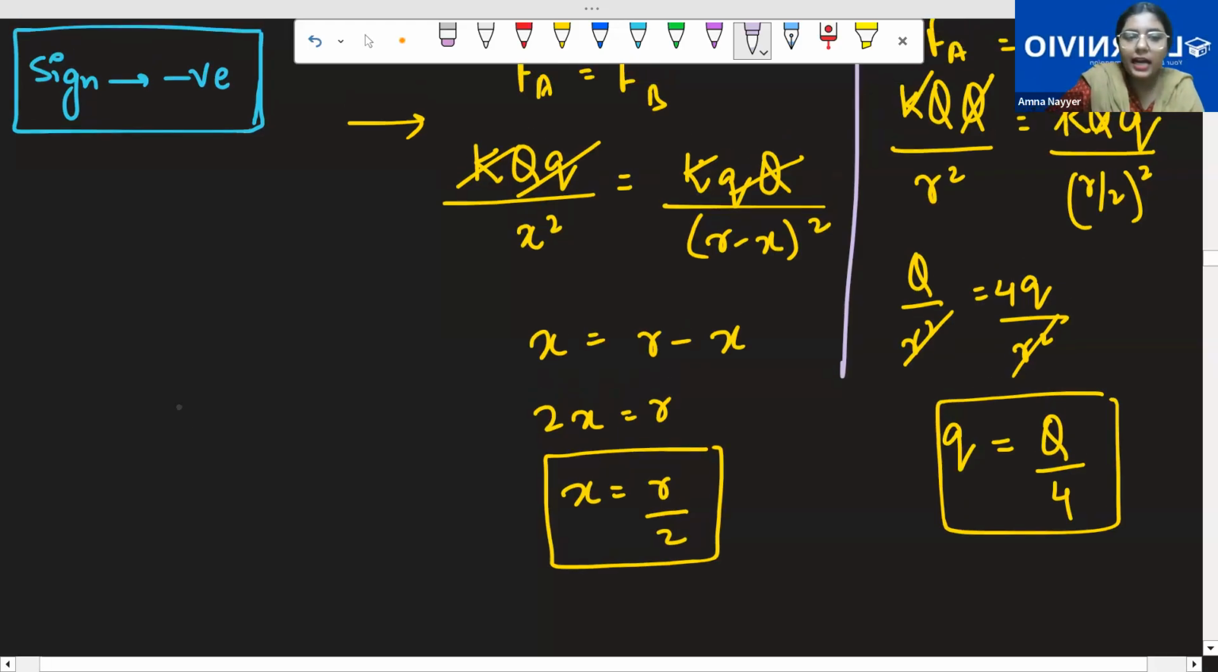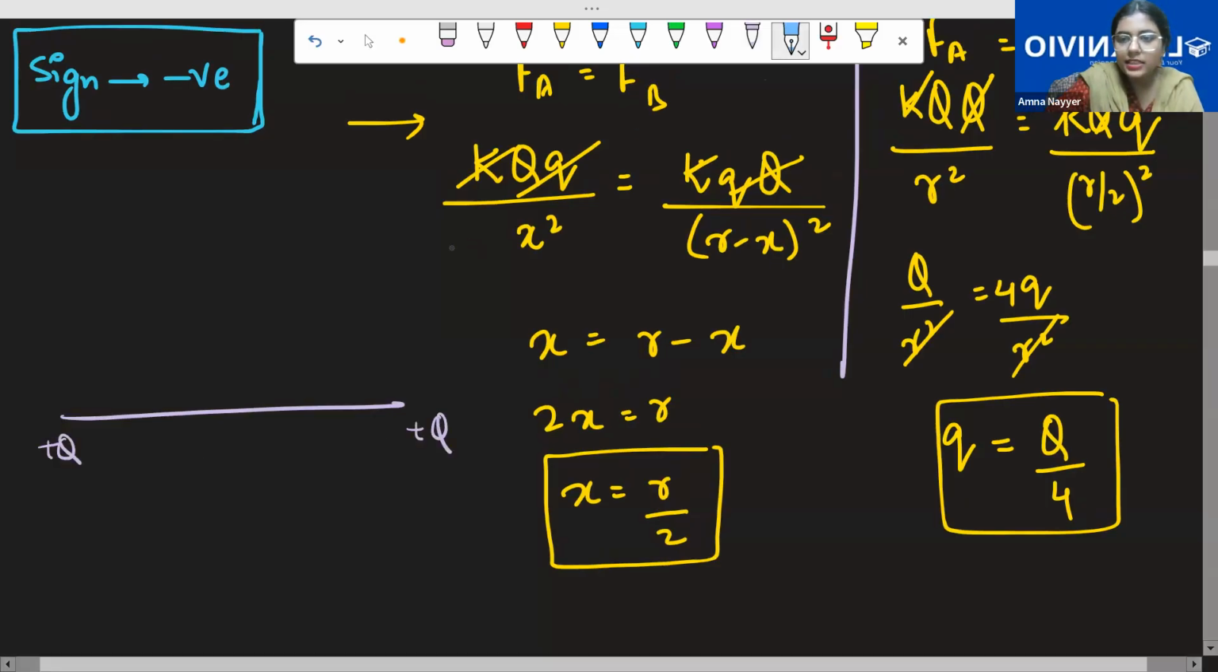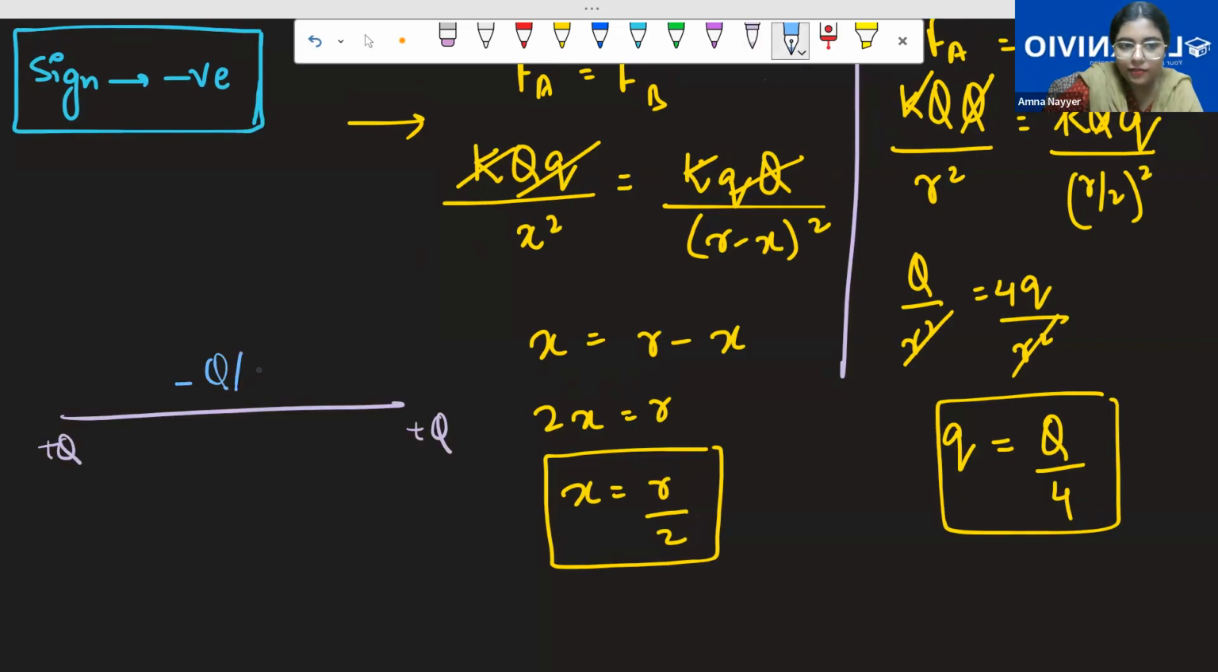So what can I conclude? I can conclude that plus Q and plus Q were there. A charge that is minus Q by 4 came exactly in the midpoint of them. Right? That's our conclusion. Now tell me, have you all understood this question properly? All of you?